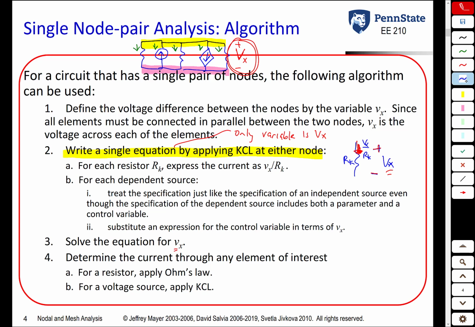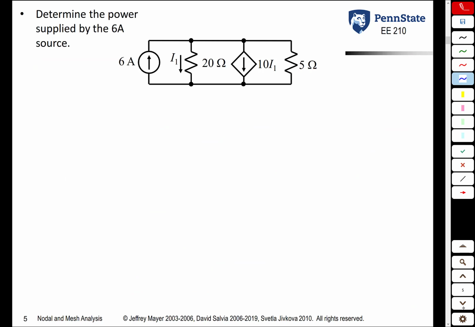So let's illustrate this with one simple example. Here we have a single node pair circuit, two nodes, one on top, one on bottom. So we define a voltage variable, V sub x, and I will arbitrarily put the plus on the top and the minus on the bottom. This does not mean that the yellow node is a higher voltage than the pink node. We don't know that yet. We will not know until we solve the circuit. But you need to specify a polarity for that variable for when you write the equation. So that's the first step, is to define our voltage variable. In this case, we're going to call it V sub x.